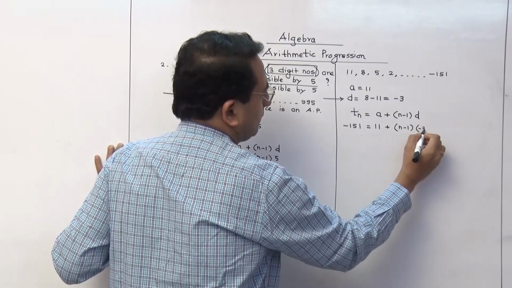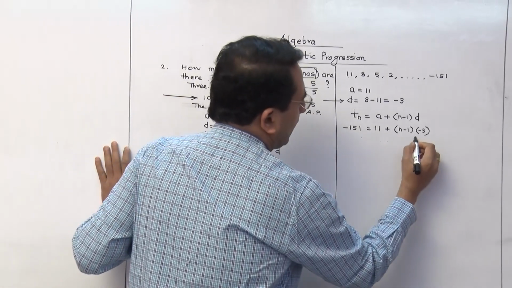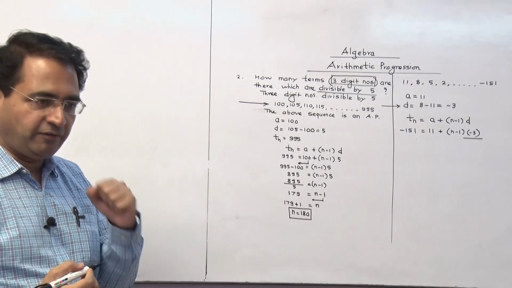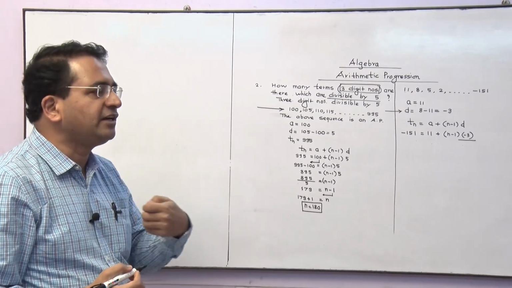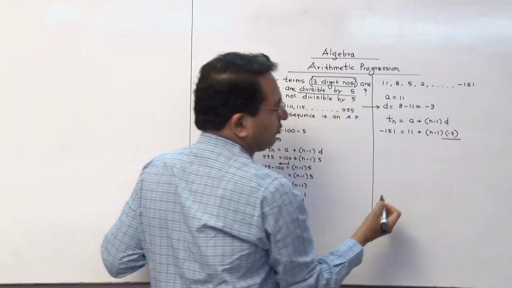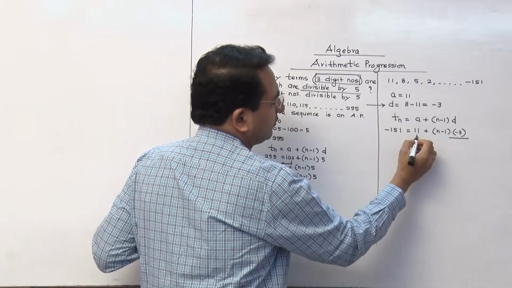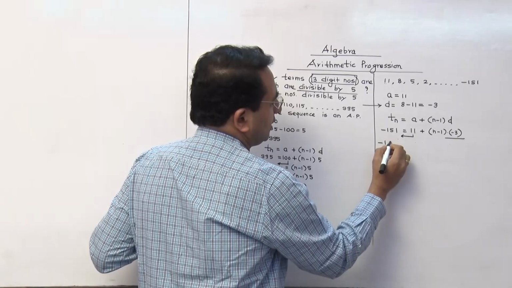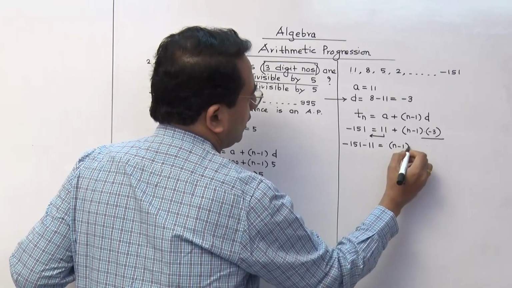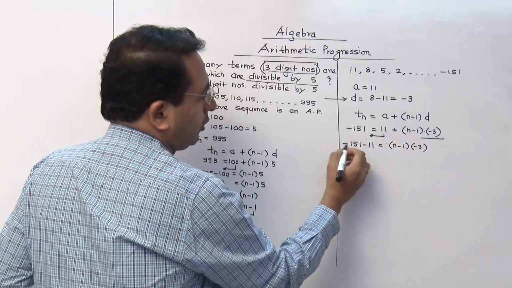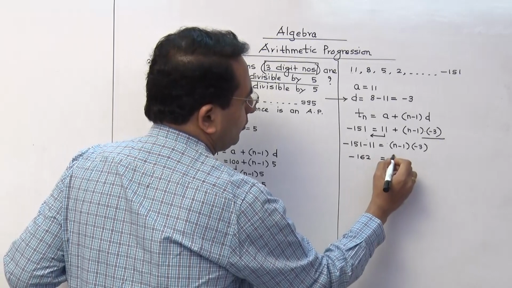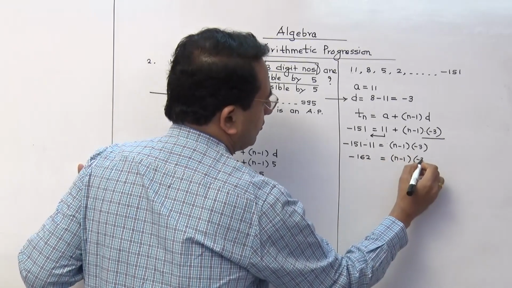D means minus 3. Now I want to clarify one more thing here. If you are having a negative value in between, then you just don't write minus 3. You always put that in a bracket because there is multiplication involved. Now this is transferred on the left side. It is minus 151 minus 11, that is n minus 1 into minus 3. Then this number is minus 162. Then it is going to be n minus 1 and then minus 3.